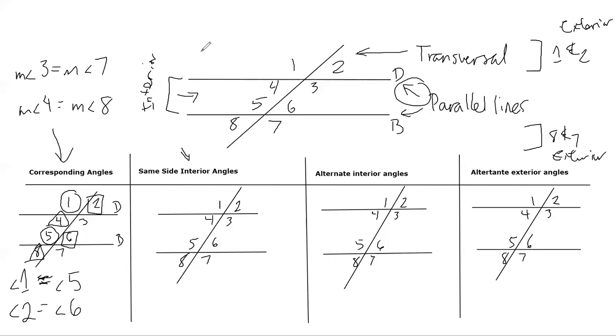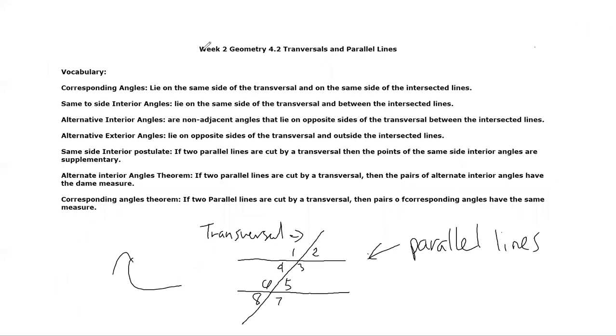Let's circle the ones that are same side interior angles. So remember, there's only 4 that are inside, 3, 4, 5, and 6. Same side interior angles, we're talking about 4 and 5. Now let's go ahead and look at the rule. The rule says they lie on the same side and between intersected lines.